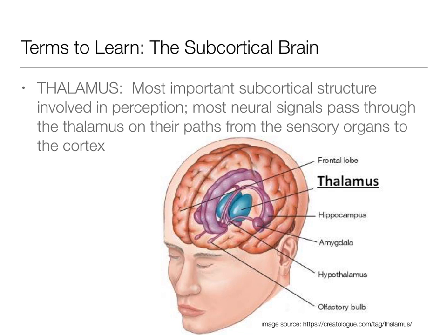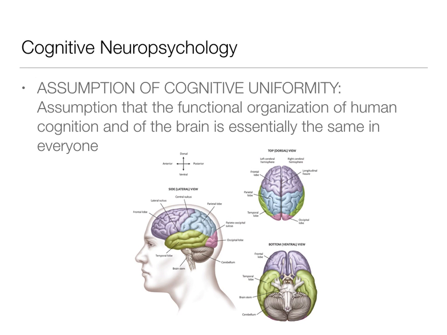The other thing that's important to know about the brain also comes from cognitive neuropsychology, and it's the assumption that the functional organization of cognition and the brain is pretty much the same in everybody. We might have slight differences, but your occipital lobe is in the same place as my occipital lobe, your frontal lobe is in the same place as your friend's frontal lobe, and your olfactory bulbs and your thalamus are in the same places. So again, they are organized in the same way.